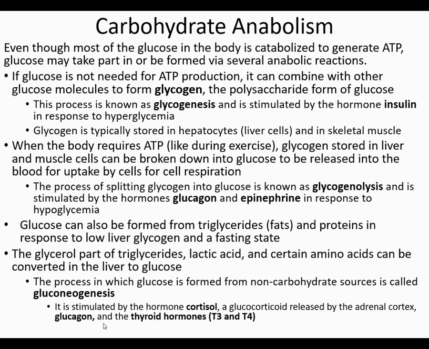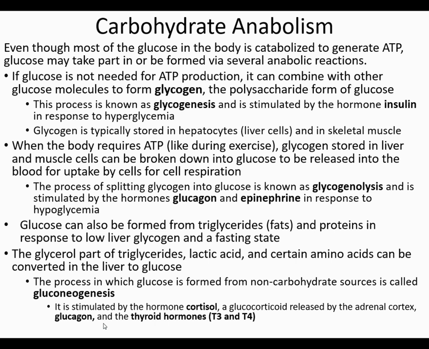So let's read through. Even though most of glucose in the body is catabolized to generate ATP, meaning it's broken down, we can also use glucose, or it can take part in or be formed by way of several anabolic reactions. Because remember, catabolic, break down, anabolic, build up. If our glucose is not needed by our cells for ATP production, we can combine it with other glucose molecules to form glycogen. We learned about glycogen at the beginning of the semester. It's a polysaccharide form of glucose storage in our body.